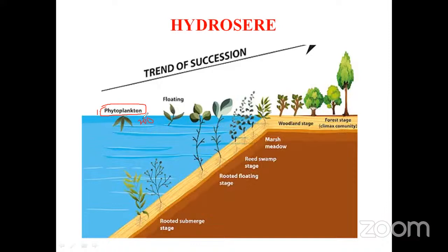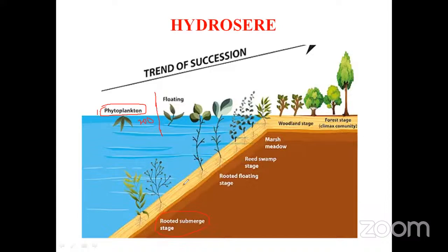Second, the submerged stage. In the initial stage, there are a number of submerged aquatic plants. Some are floating in the water, and some are rooted submerged. These are the rooted submerged.